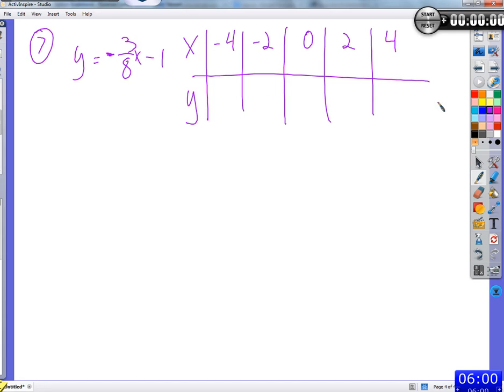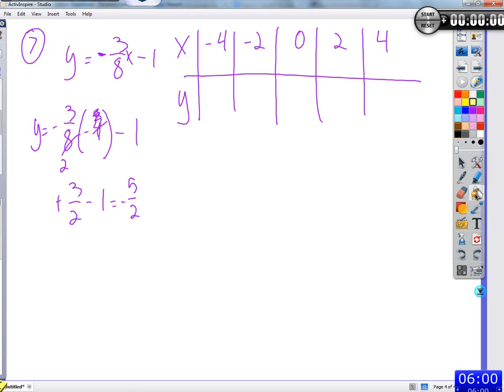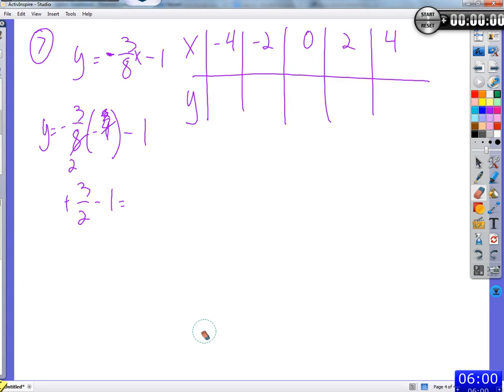We go through to get this value, Lily? By putting -4 in for x. Uh-huh. -4 in for x, figure out what y is, do the same for -2, and so on and so on. Y equals -3/8 × -4. So -3/2 − 1 is -5/2. No, sorry, this is a positive. So -10 and negative is positive, so -1 + 3/2 is 1/2.